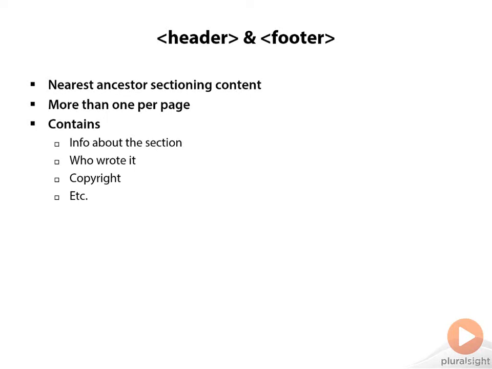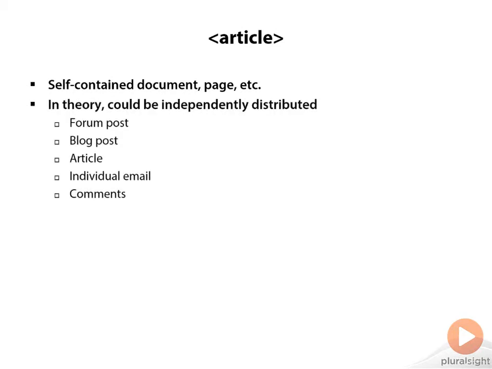A new tag, and very powerful from a semantic viewpoint, is the article tag. Articles should be self-contained documents and pages and blog posts and so forth. One way to tell if you have a full article is, could it be independently distributed? And here are examples of article types, including, notice, individual emails and comments.